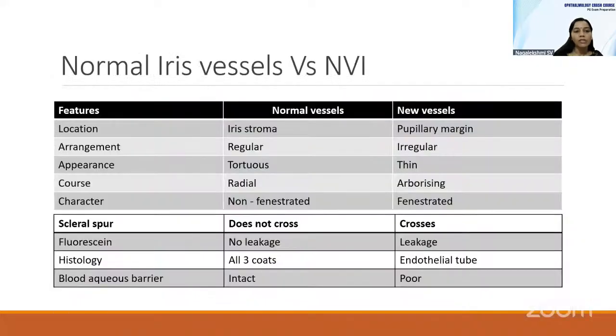So talking about the differences between the normal iris vessels and NVI from the exam point of view. The normal vessels are usually located in the iris stroma. The arrangement is irregular, the appearance is tortuous, the course is radial. However, the new vessels are mostly found along the pupillary margin. They are irregular, they are thin, they appear in an arborizing pattern. The most important differentiating point is that the normal vessels at the angle do not cross the scleral spur, whereas once they cross the scleral spur, you can confirm the diagnosis of NVA.